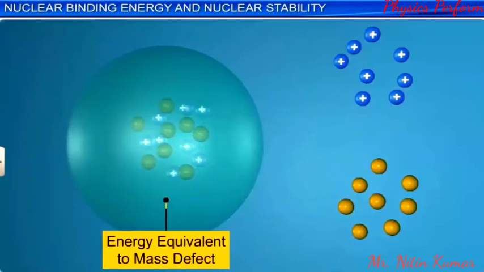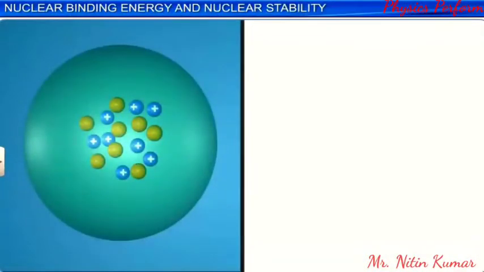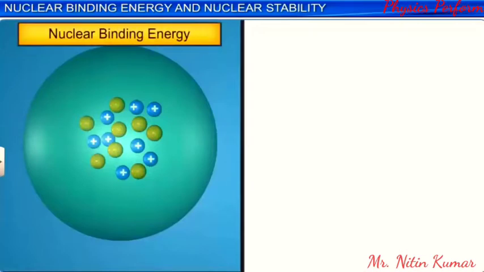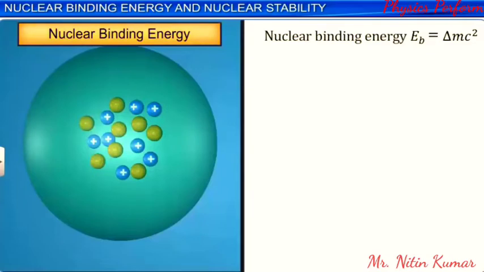The energy equivalent to the mass defect is obtained by Einstein's mass-energy relation. This energy is called the binding energy and is denoted by EB equal to delta M × c squared, if delta M is taken in kilogram. If delta M is taken in million electron volt, then EB is equal to delta M × 931.5, as discussed earlier. Energy equal to the binding energy is released when the constituents of a nucleus are brought together.